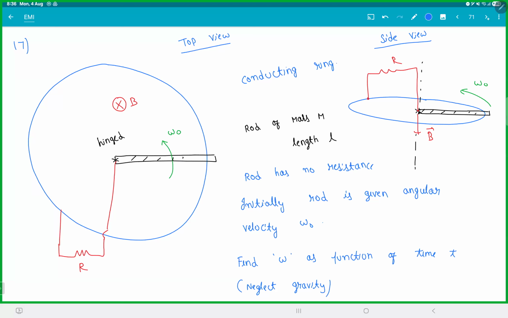If a rod rotates, it will produce EMF. If it produces EMF, there is a resistor, so there will be a current. If a current is passing through a rod, you have a current carrying rod in presence of a magnetic field. That means there will be a magnetic force. That force will drag the rod back. Try. I'll give you a minute more.